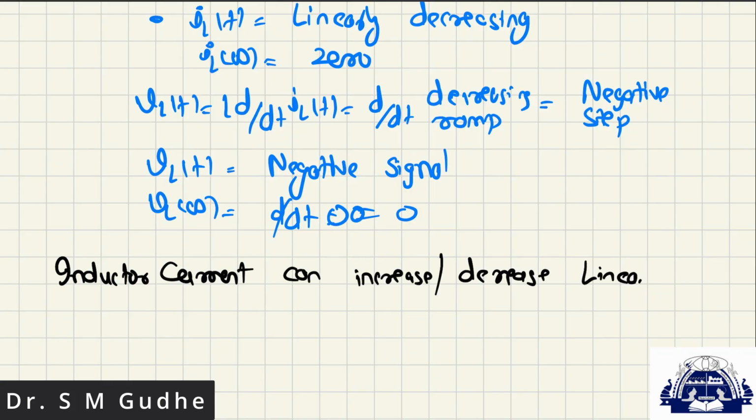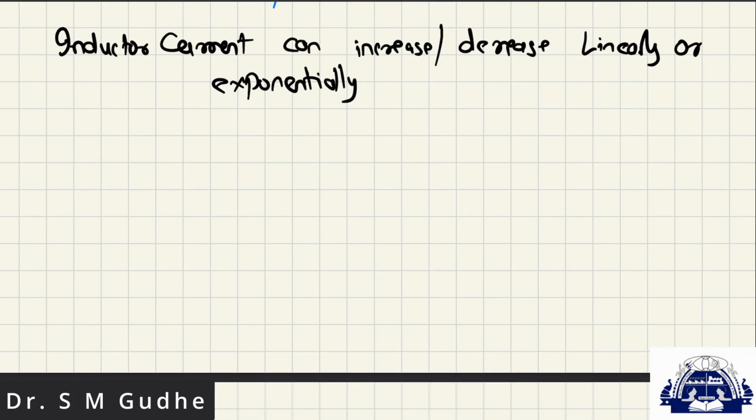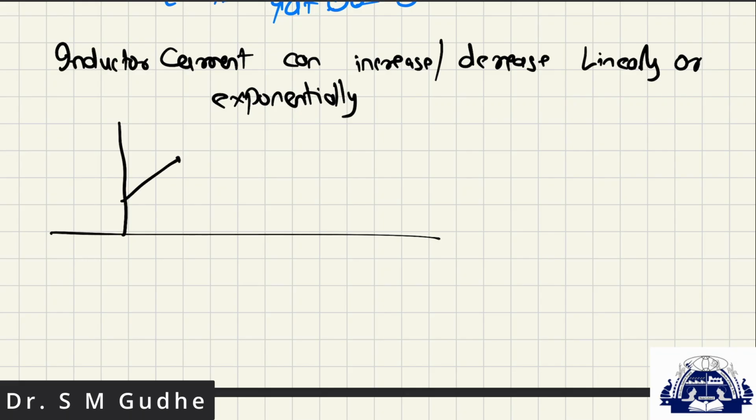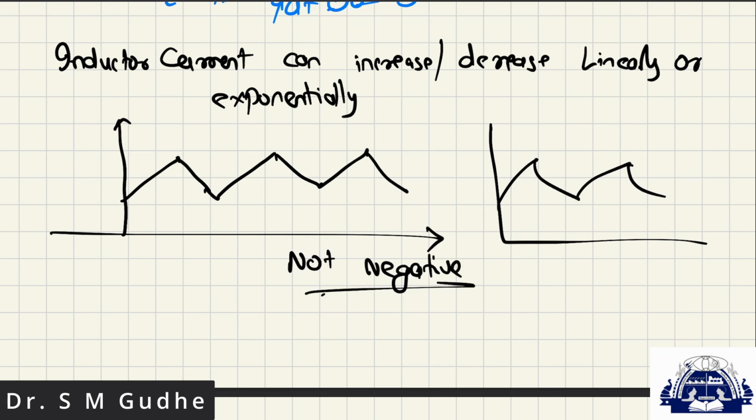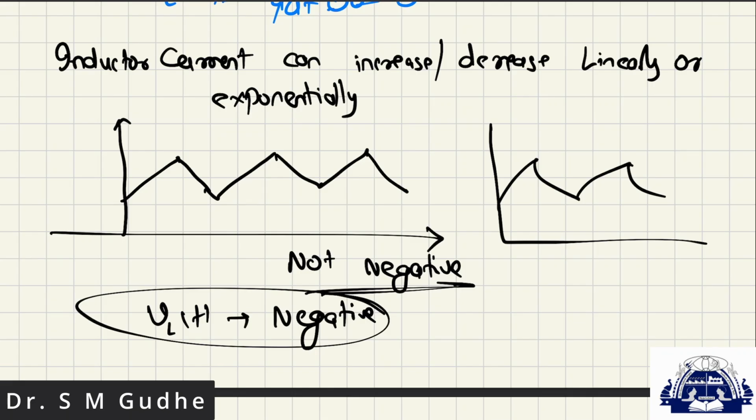Okay, so assumption is that current is linearly increasing and decreasing, but inductor current can increase or decrease linearly or exponentially. Means current इस तरह से हो सकता है: increasing current, decreasing current, increasing exponentially, decreasing exponentially. Please note that current is not negative. It is increasing and decreasing, not negative. But voltage can be negative. VL of t is negative during decreasing. Okay, but current is increasing and decreasing. It is always positive: increasing 1 to 2 to 3 to 4, and decreasing means 4, 3, 2, 1. But it is not negative. Okay, this is the concept.